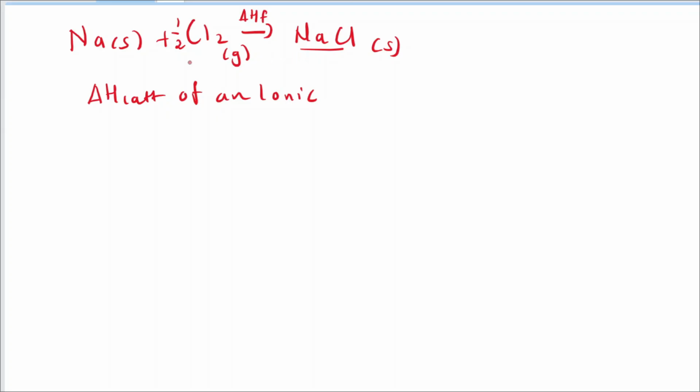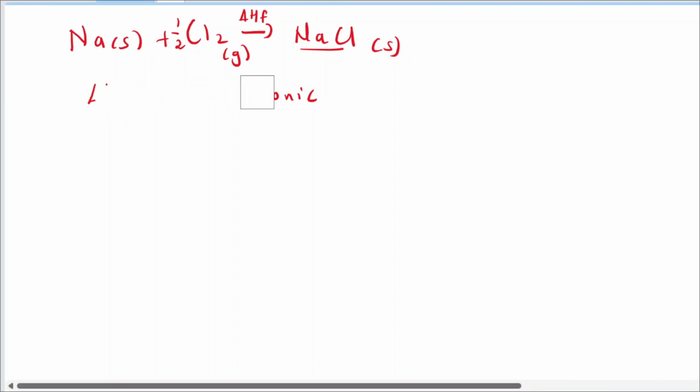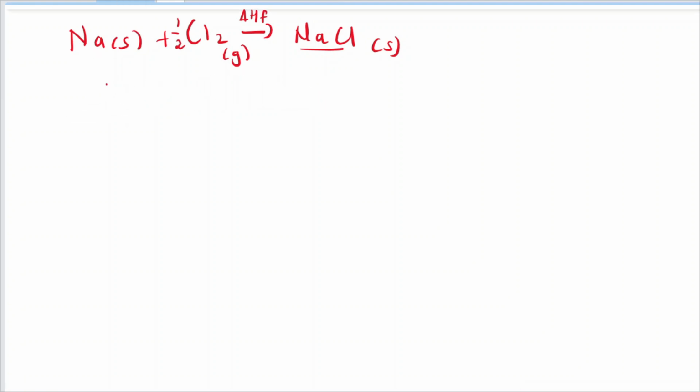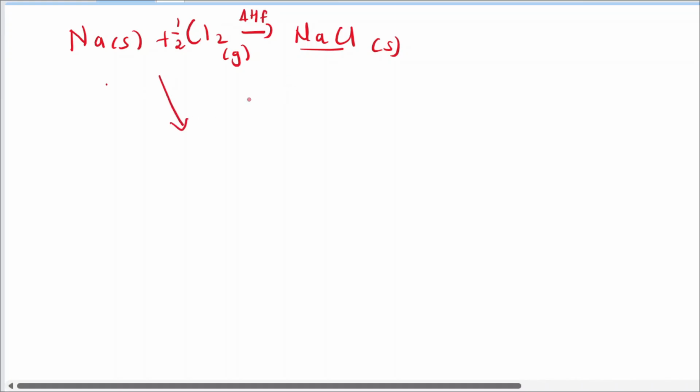Now, if we have an equation like this, can we make a Hess cycle out of it? We can. How can we do it is if we break this Na plus Cl2 down into two routes. So instead of going directly from here to here, we can make an intermediate in the middle, and then from here we can go to NaCl. Let's visualize this. So here down we can keep an intermediate.